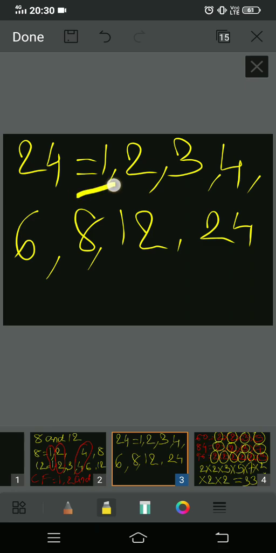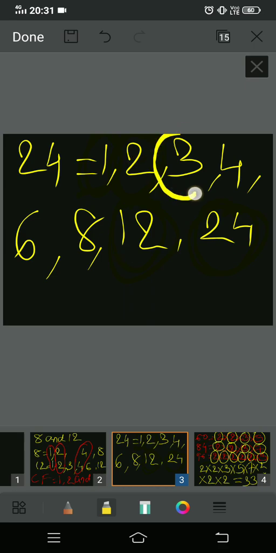Like in the table of 1, when does 24 come, children? 1 24s are 24, so we wrote 1 and 24 also. Next, in the table of 2, when it comes 24, 2 12s are 24, right? 12 1s are 12, 12 2s are 24. I told you to learn tables till 20. So that is why 2 into 12, that is why we have written 2 also, 12 also.